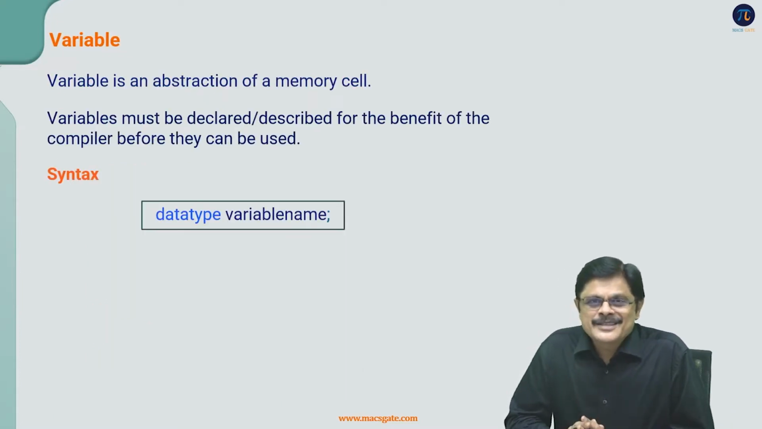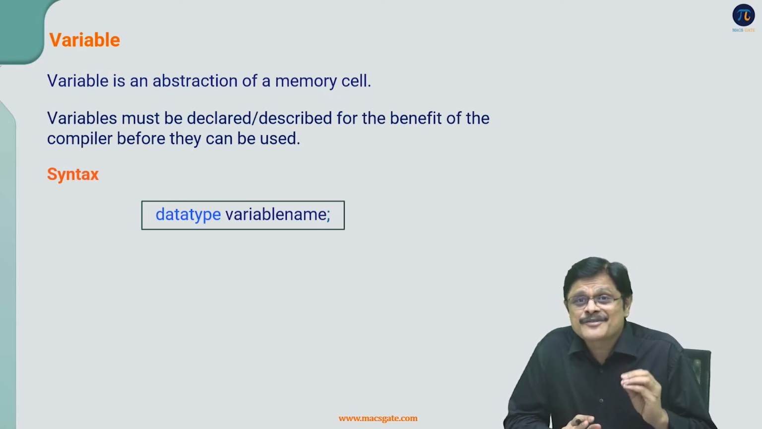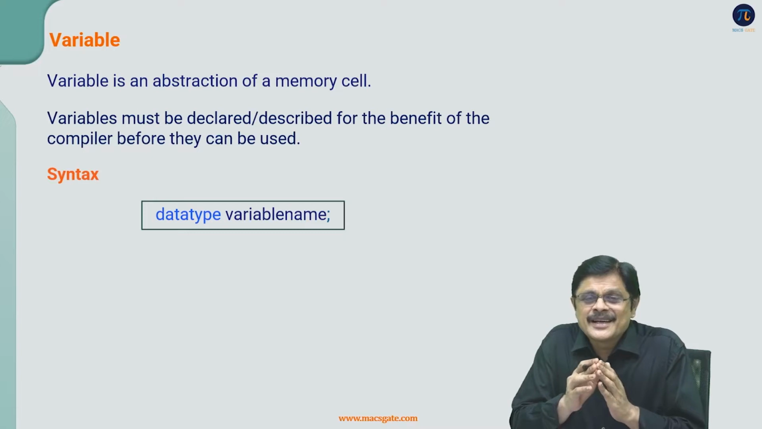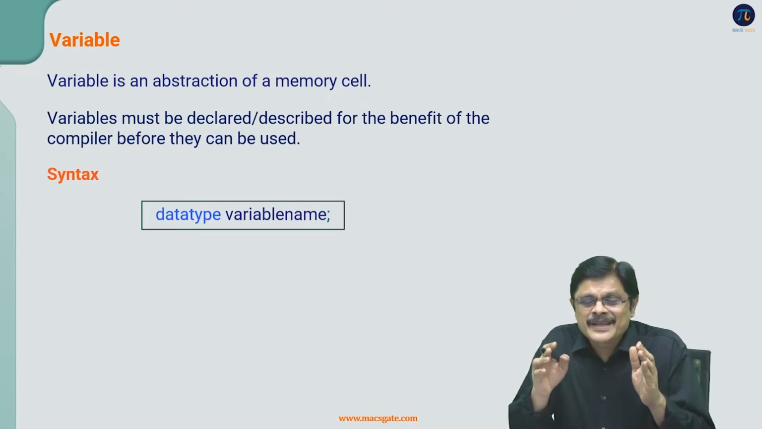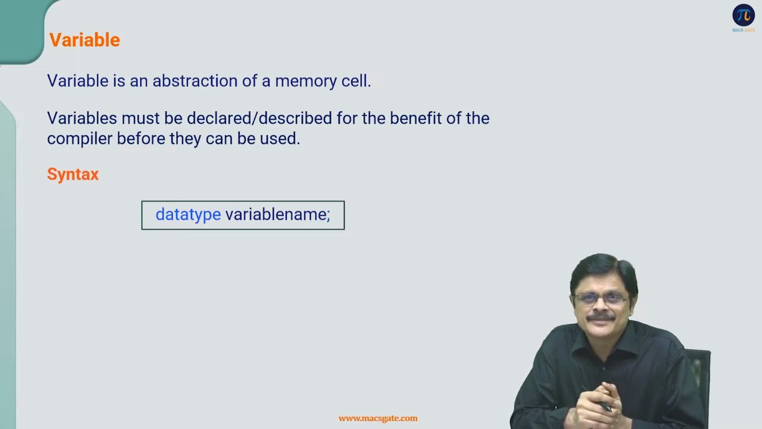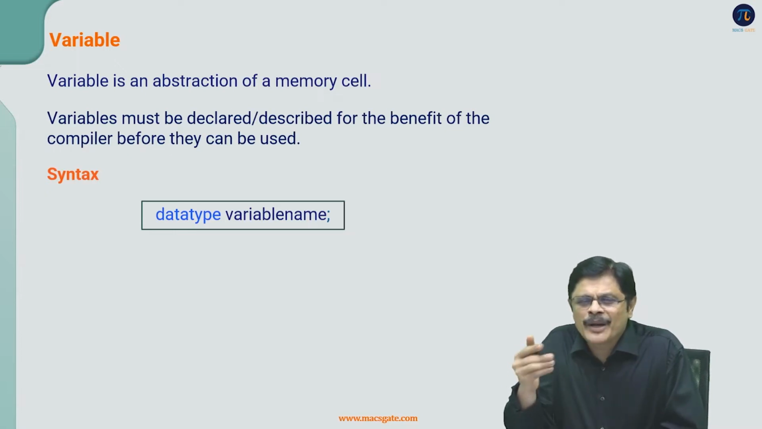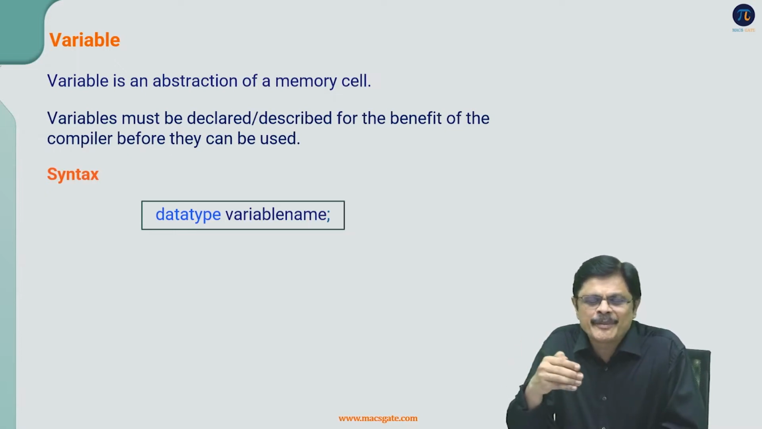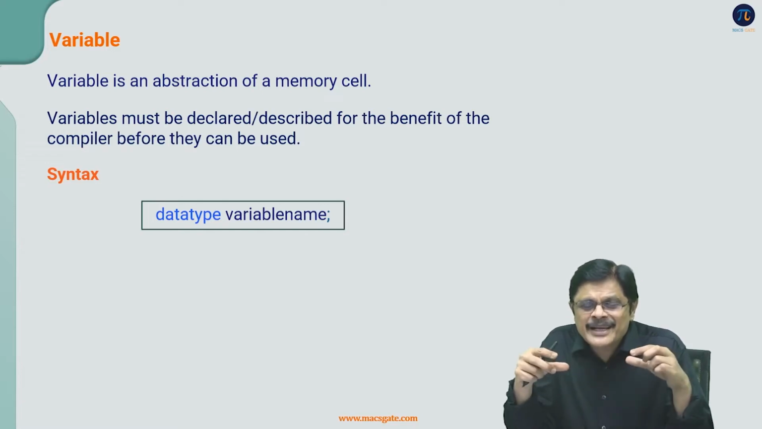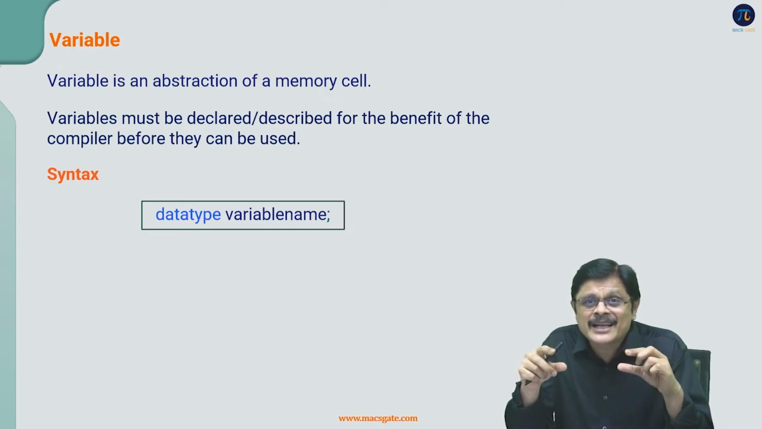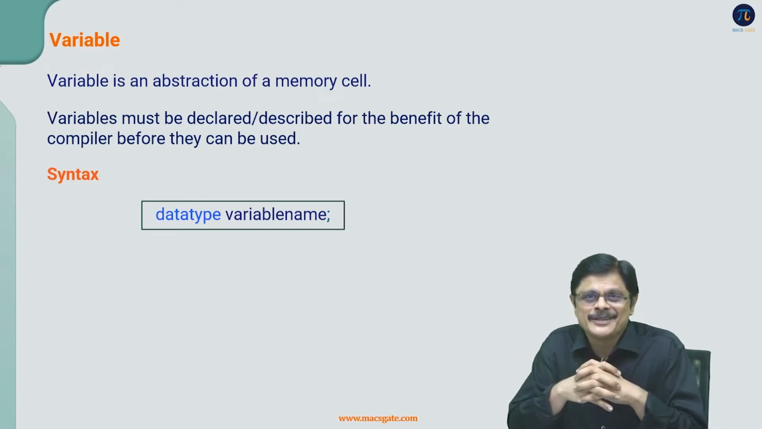In C language, these variables are abstractions for the memory cell. That is, every variable is associated with memory depending on the type of the variable. Some variables may have 1 byte, some may have 2 bytes, some may have 4 bytes of memory. That is, the variable is associated with that particular memory cell. So the memory cell can be called with the name of the variable.